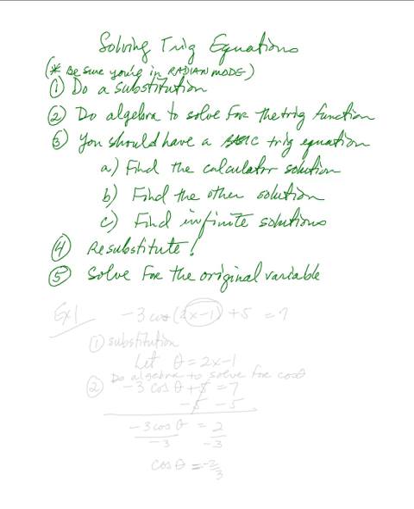And at this point, in step 3, you should have a basic trig equation. Essentially everything we do is to reduce everything down to a basic trig equation. That's how we really solve. And then you go through the 3 steps: find the calculator solution, find the other solution, find infinite solutions. And once you've got the infinite solutions in terms of your angle, now you go back and resubstitute from what you did in step 1, and finally solve for the original variable. So let's take a look at an example.